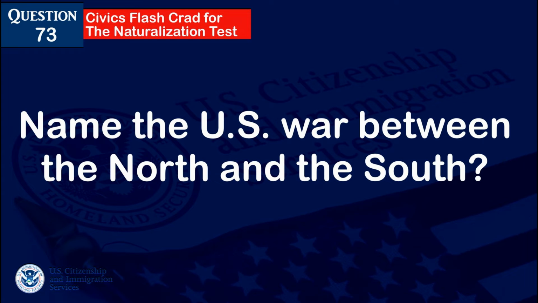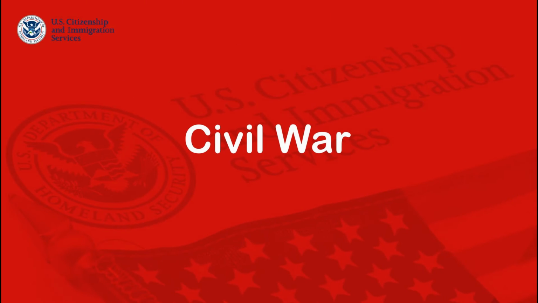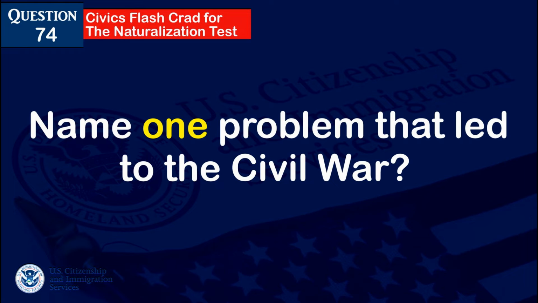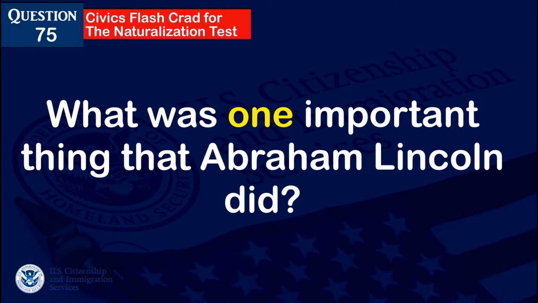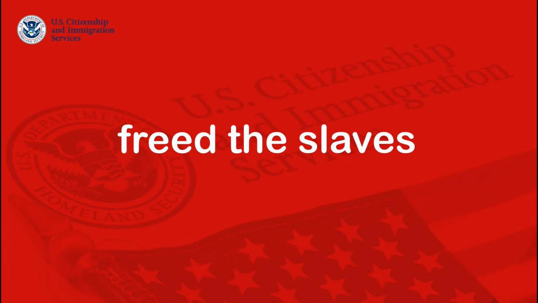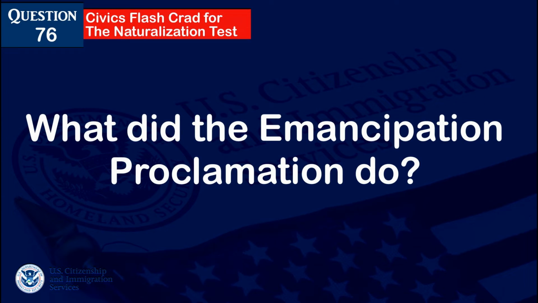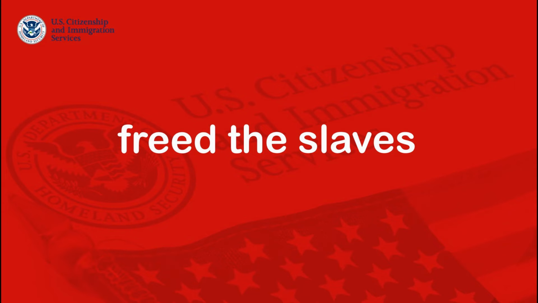Name the U.S. war between the North and the South. Civil War. Name one problem that led to the Civil War. Slavery. What was one important thing that Abraham Lincoln did? Freed the slaves. What did the Emancipation Proclamation do? Freed the slaves.